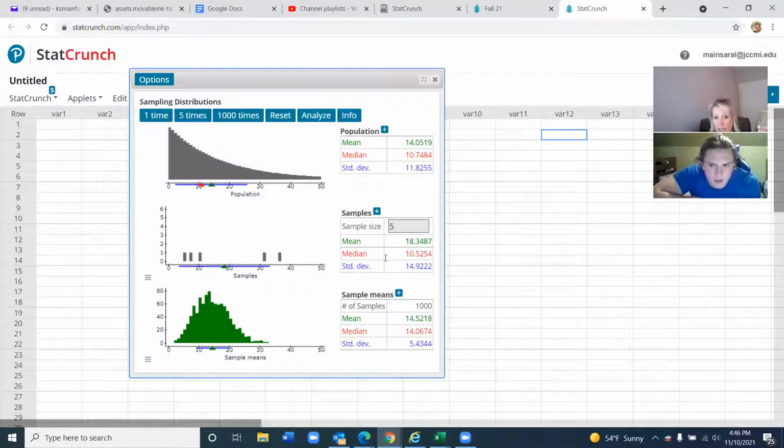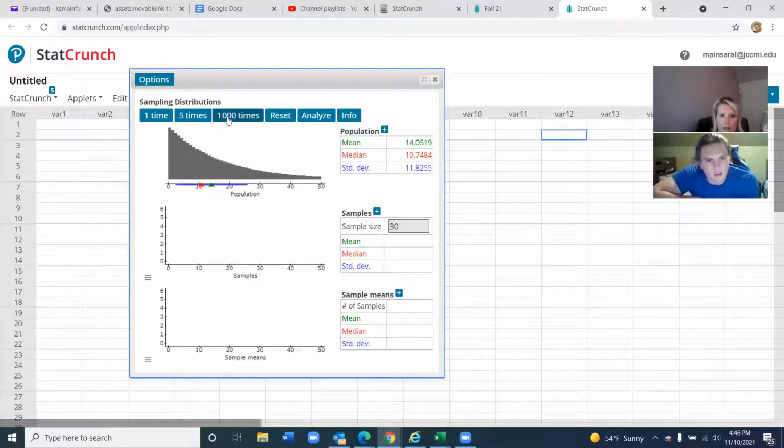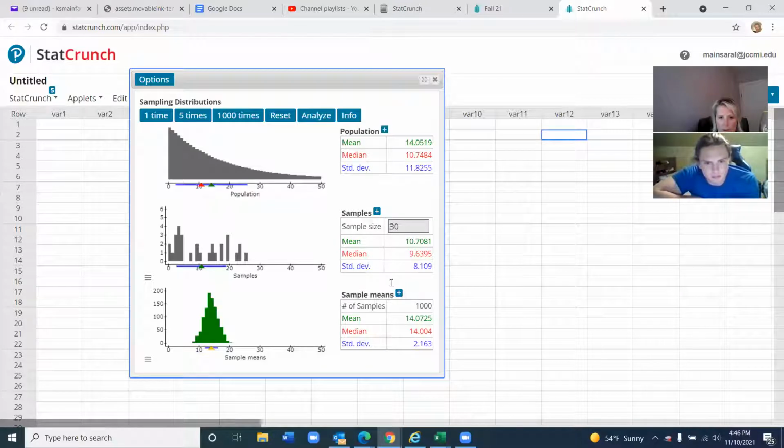My one sample here of size 5 was very skewed, right? Our standard deviation was quite high. The 1,000 samples down here at the bottom got much closer to the 14, and the standard deviation is much smaller as well. And look, it's actually looking pretty normal, isn't it? So let's say I took my sample size of 30 and ran that 1,000 times. Again, you can see that the 1,000 samples are looking very normal.